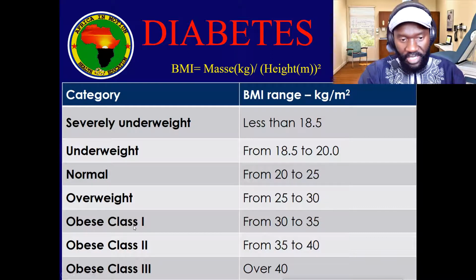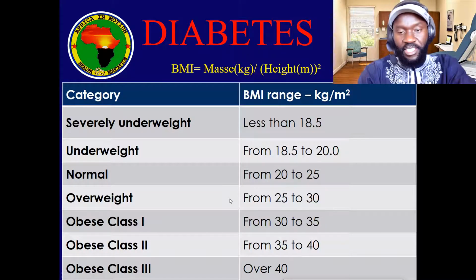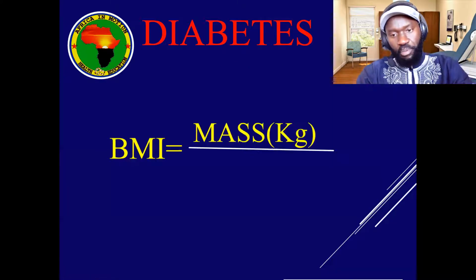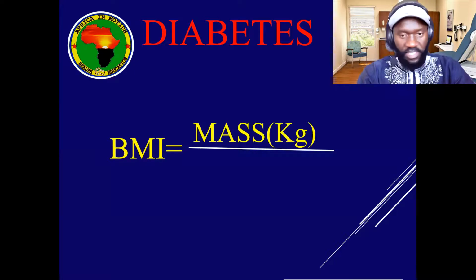Then obesity is divided into three classes. Obesity class 1 will be 30 to 35, class 2, 35 to 40. Anything above 40 is obesity class 3. So we need to understand this so that we understand the severity, the impact, and the implication they have on diabetes. Let's see. Body mass index, let's suppose you have a scale.